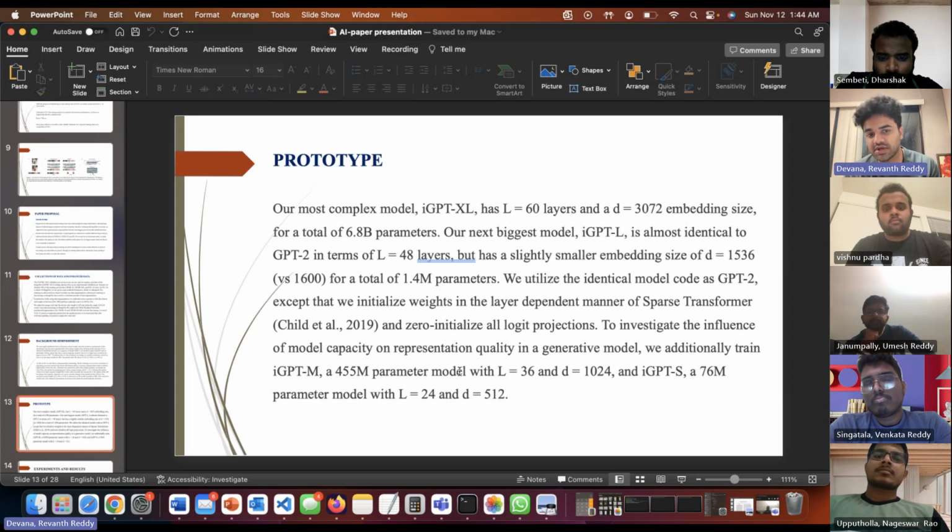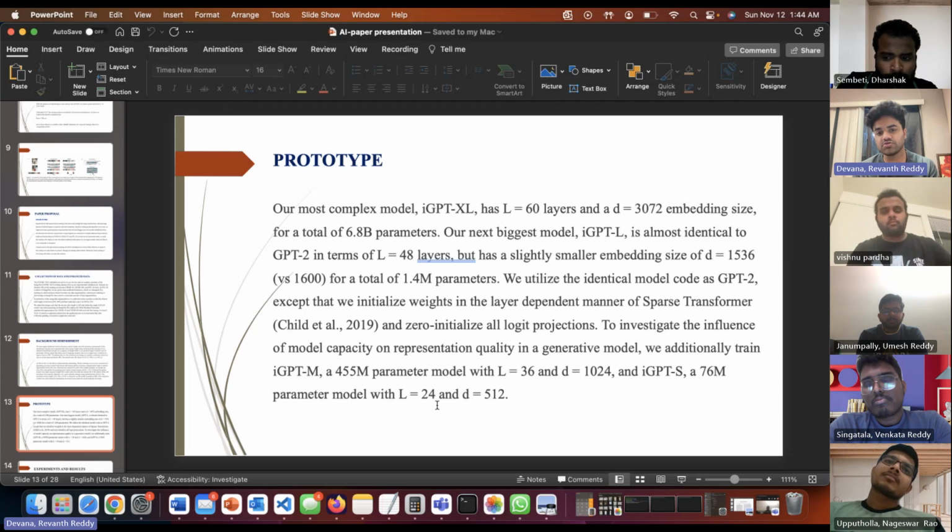To investigate the influence of model capacity on representation quality in a generative model, we additionally train iGPT-M, a 455M parameter model with L equals 36 and D equals this value, and iGPT-S, a 76M parameter model with L equals 24. These are the values we are taking.